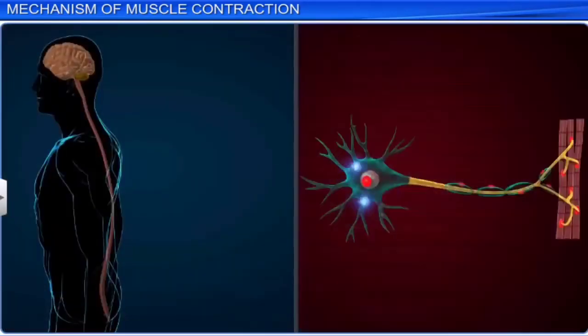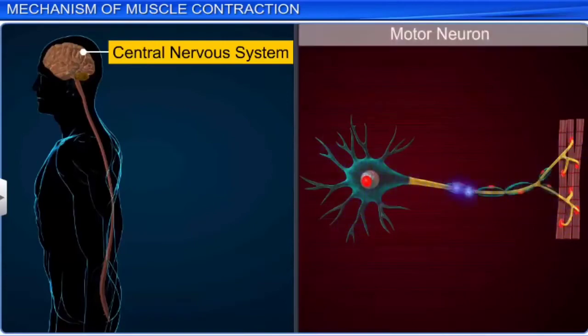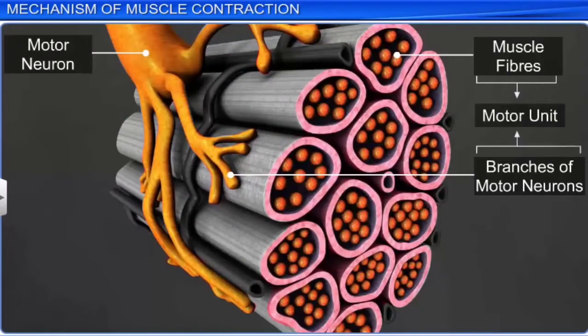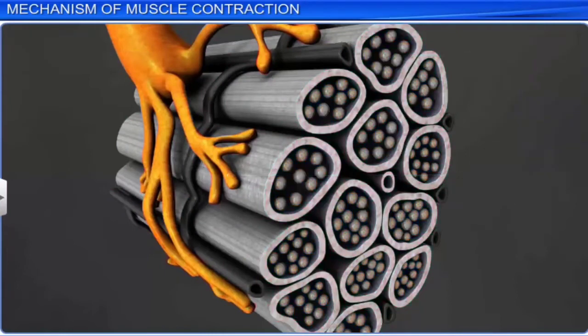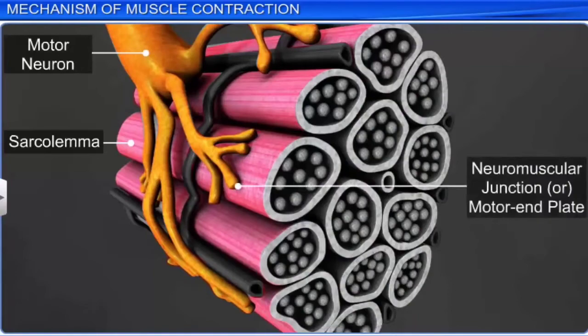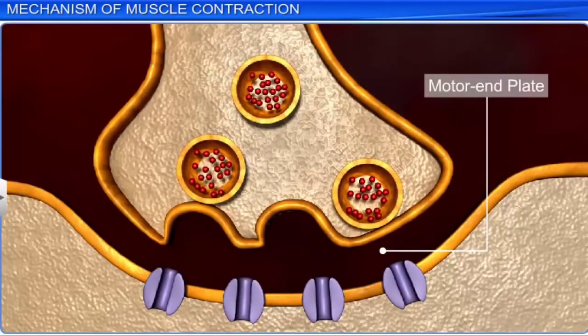To start a muscle contraction, the central nervous system or CNS sends a signal via a motor neuron. The motor neurons, along with the connected muscle fibers, form a motor unit. In fact, the junction between a motor neuron and sarcolemma of the muscle fiber is called the neuromuscular junction or motor end plate. When a neural signal reaches the motor end plate, it releases a neurotransmitter called acetylcholine.